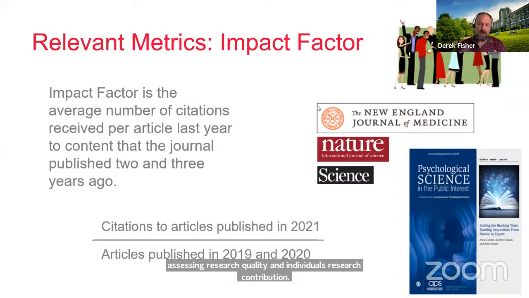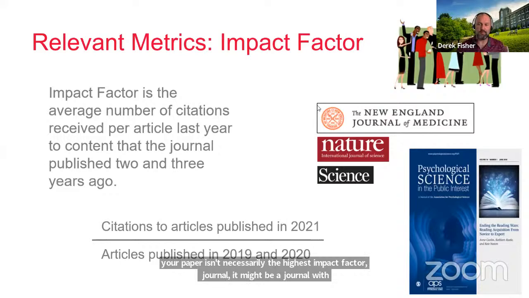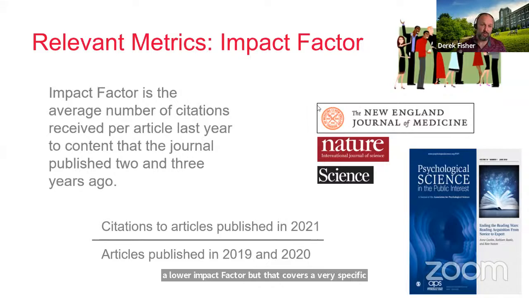But again, it comes back to what I was talking about before, which is to say, if you've got a piece of research, the main goal should be that communal aspect of science and how do we contribute to science? How do we contribute to our understanding of this topic? And impact factor can help guide you, but sometimes the best place for your paper isn't necessarily the highest impact factor journal. It might be a journal with a lower impact factor, but that covers a very specific area that's a really perfect fit for that piece of research. So I think not necessarily being overly swayed.